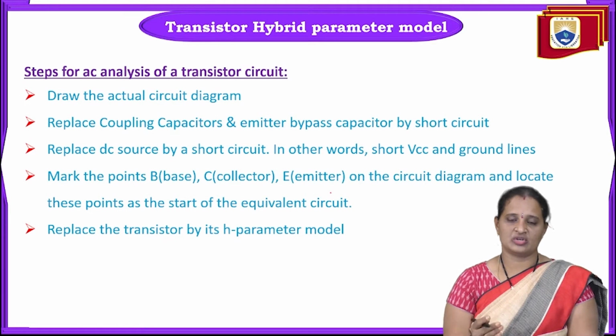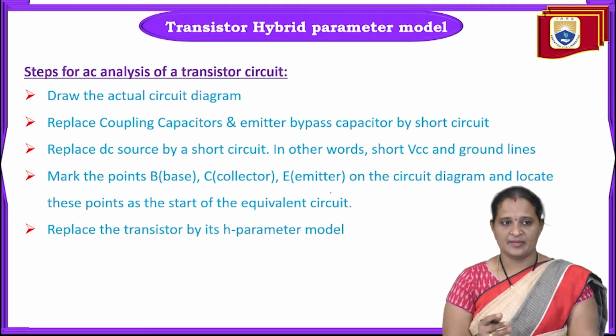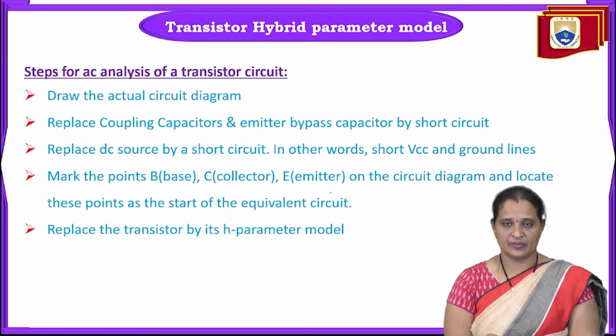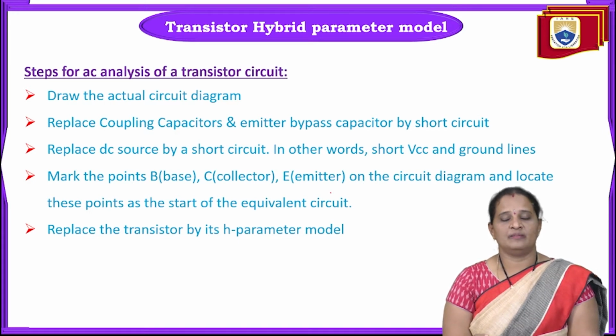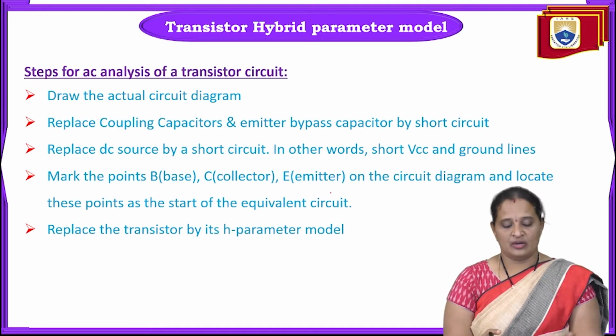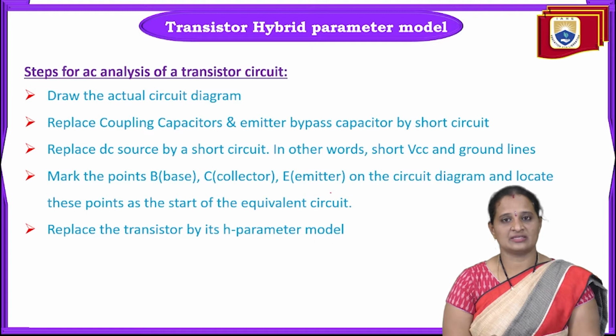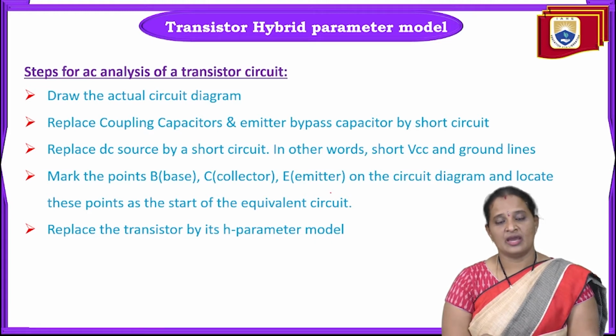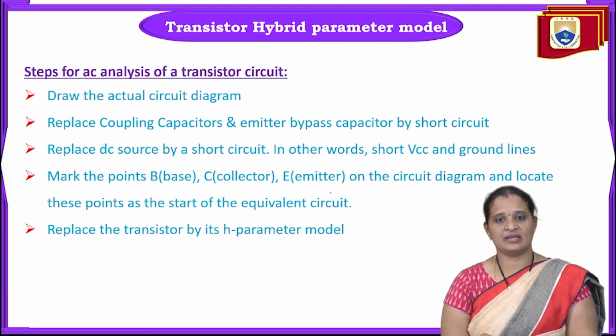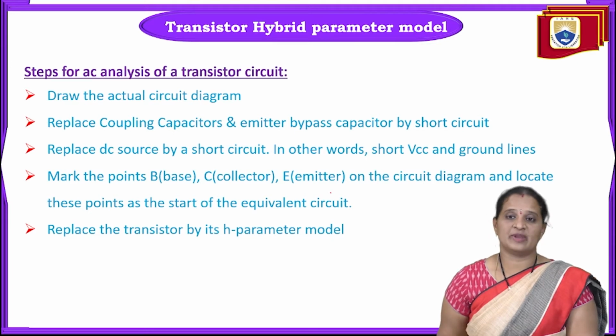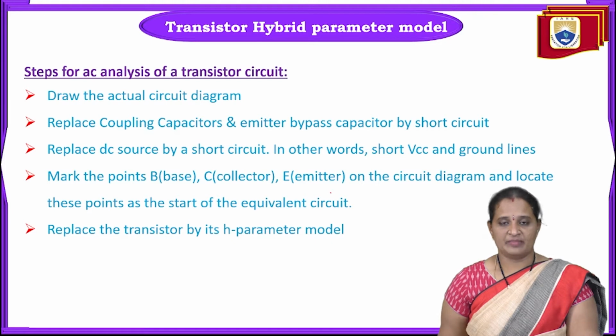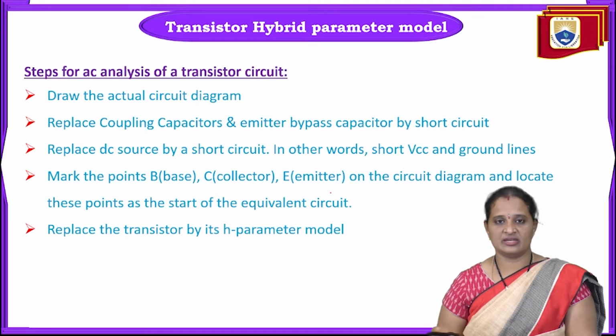That means we need to short circuit all the DC sources, make all the DC sources 0, and then mark the terminals of the transistor, that is base, emitter and collector, and locate these points as the start of the equivalent circuit. The final step is to replace the transistor by its H parameter model. So this is the equivalent circuit of a transistor. Replace the transistor with its equivalent circuit, which is nothing but the H parameter model.